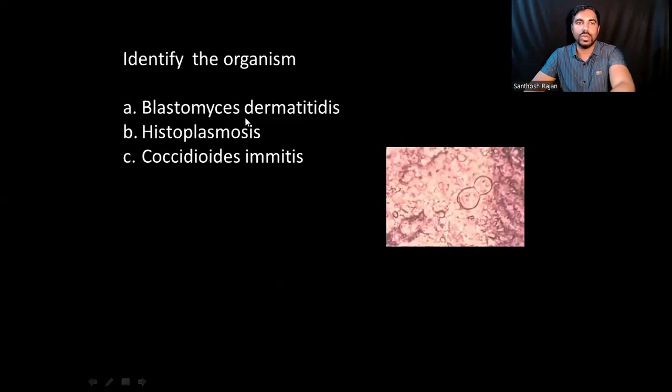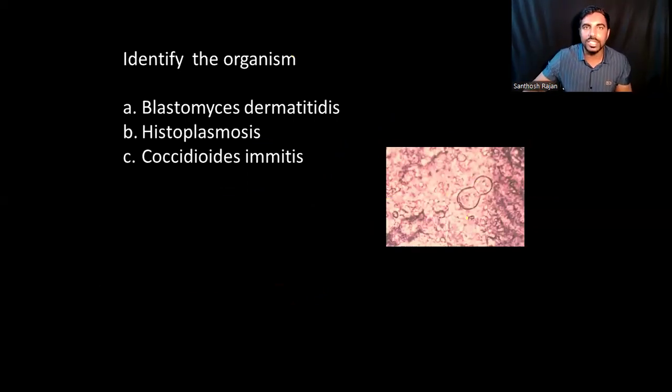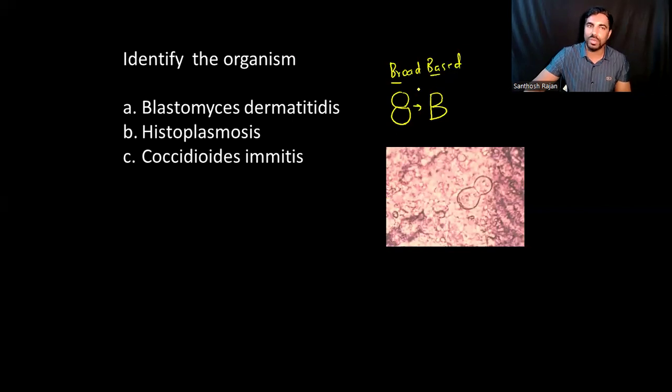Right, next one. Identify the organism. We need to identify this organism. See, a picture like this was given. It is already a clue. We already know that when there's a figure of 8 like this, it can turn easily into B. So one is it looks like B. The other one is, look at this broad base. If there's a broad-based budding cell, then that is B for blastomycosis. So don't even think, easily you can mark blastomycosis.